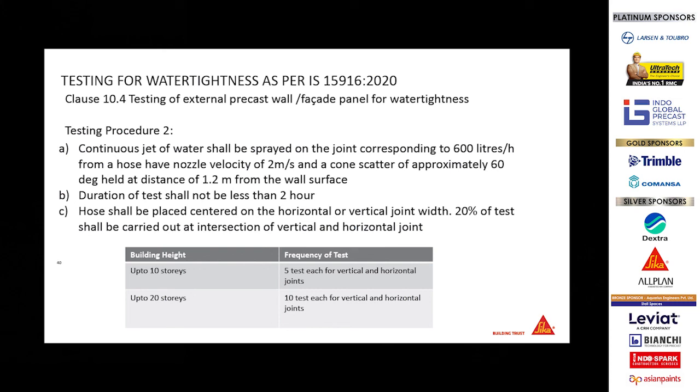In the second test method, they have specified that a continuous jet of water shall be sprayed on the joint, corresponding to 600 liters, or maybe 10 liters per minute, which is quite possible. Even a 0.5 HP pump or a 1 horsepower pump can achieve it, with a nozzle velocity of 2 meters per second and a cone angle of approximately 60 degrees. It should be held at a distance of 1.2 meters from the wall surface. So this is the one important test which can be done at the site to check the water tightness.